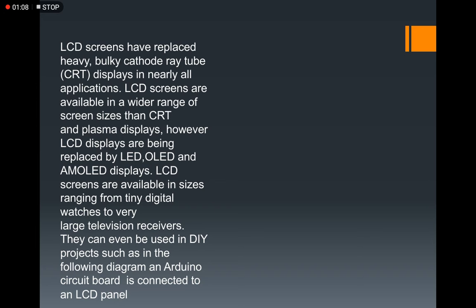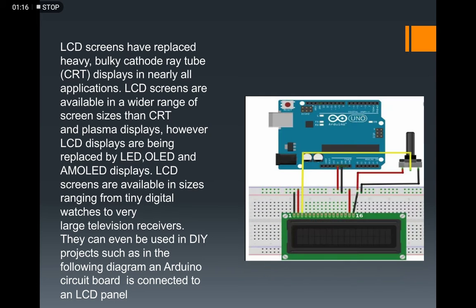LCD screens are available in sizes ranging from tiny digital watches to very large television receivers. They can even be used in DIY projects such as in the following diagram. An Arduino circuit board is connected to an LCD panel.